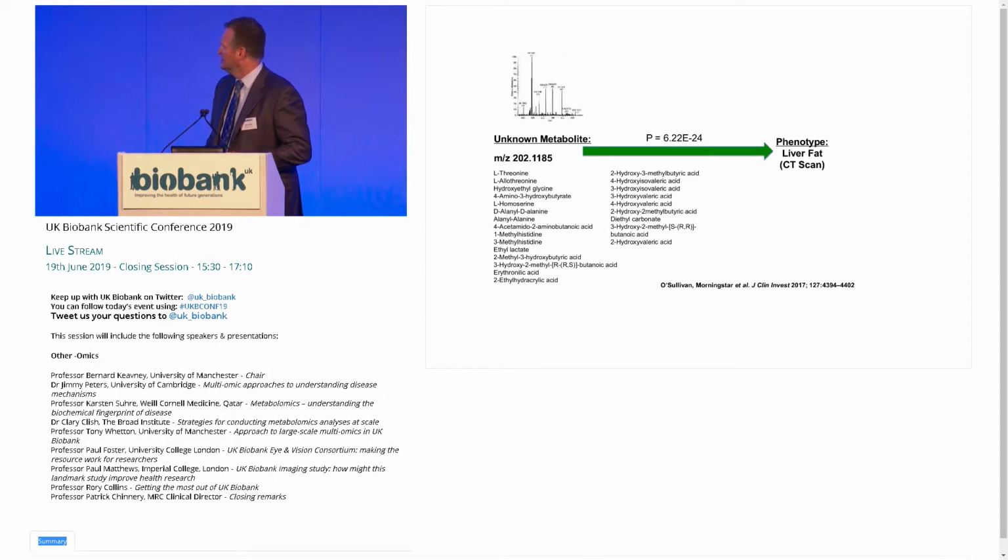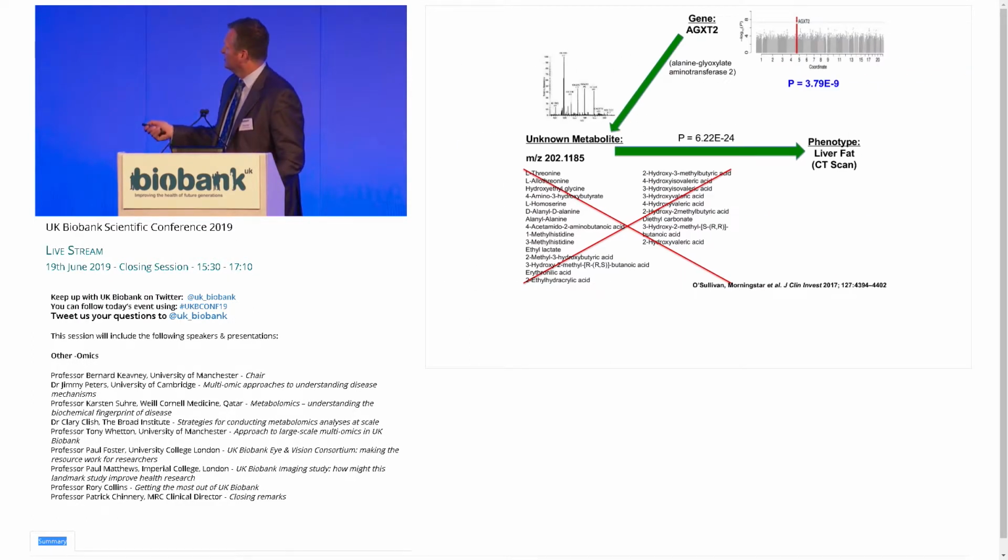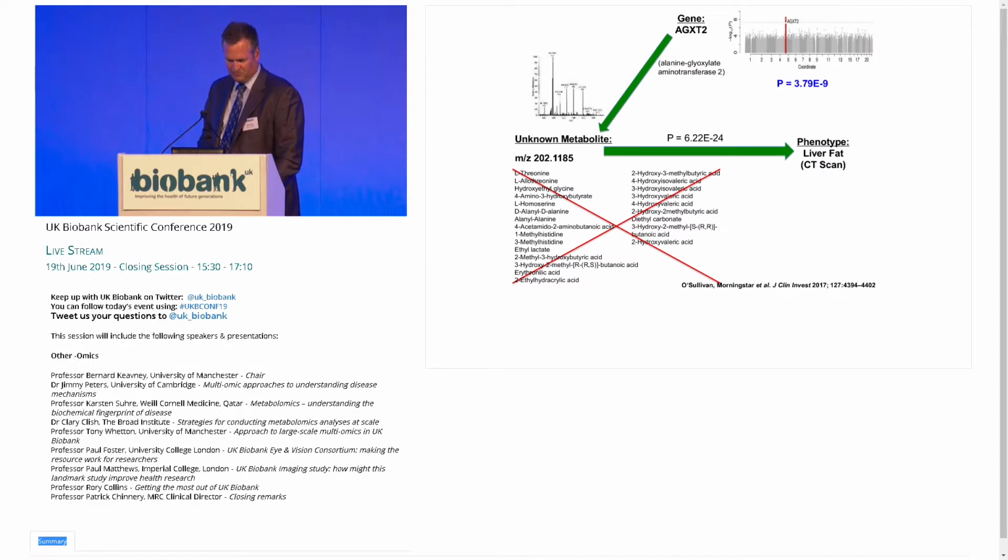to see if we find matching data. We did that and couldn't find any matches, but fortunately, genomics had been done in the Gen 3 cohort, and it turned out that this unknown metabolite was highly associated with variation in the gene for AGXT2, alanine glyoxylate aminotransferase 2. The p-value here was 10 to the minus 9. Oftentimes these p-values in such a small study don't reach genome-wide significance, but in this case it did.